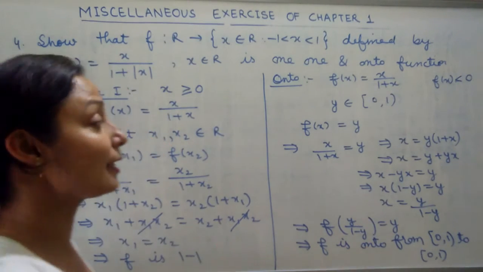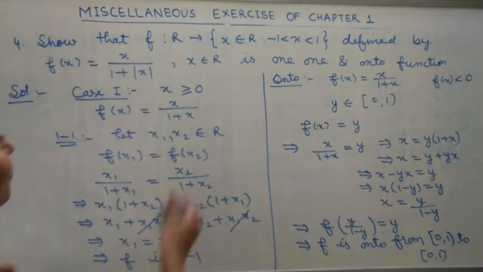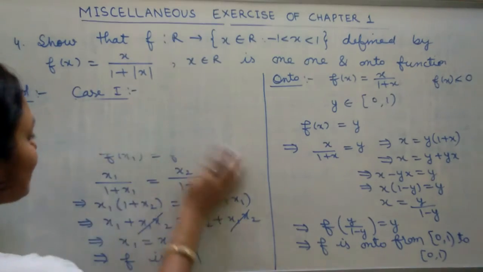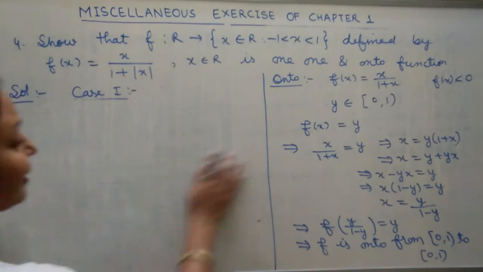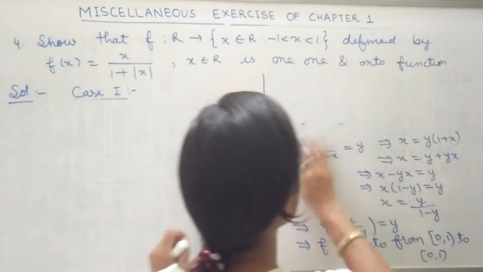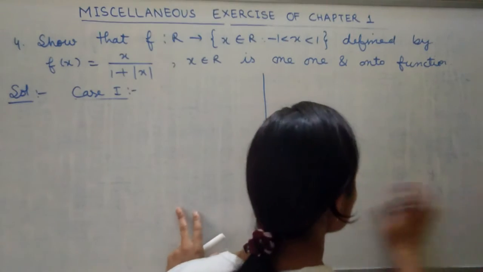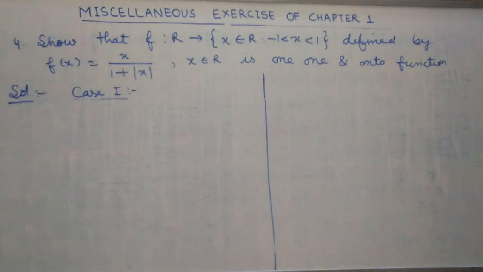Okay, now I will take case 2. The method of doing this question is the same as this question, so I will start case 2. That is also very simple. In this way we can easily prove it is one-one and onto. So, coming to the question's second part. What is the second part?